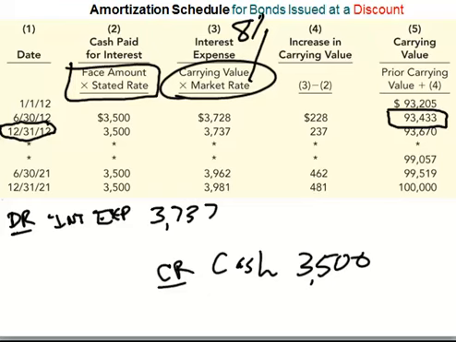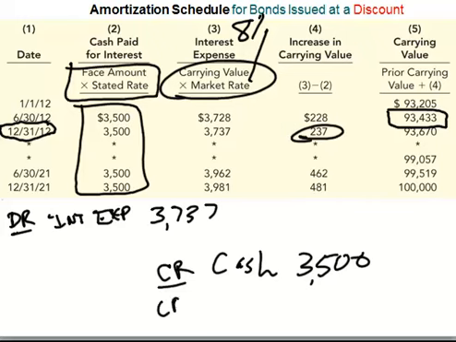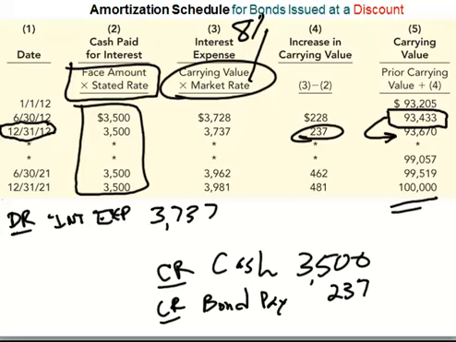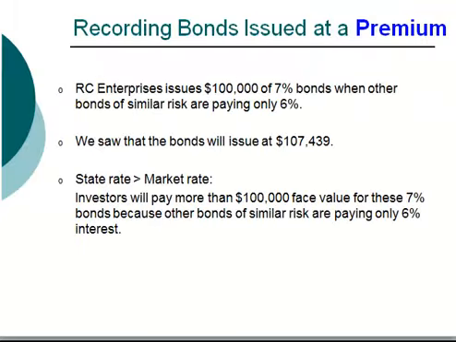Notice that these amounts do not change. The face amount is fixed, the stated amount is fixed per the bond. Our cash is constant over the life of the bond. The difference is a credit to our bond payable in the amount of 237, increasing our carrying value now to 93,670. We simply repeat these steps over the life of the bond until ultimately the carrying value is increased to $100,000 face value. Now let's examine the case where bonds are issued at a premium.